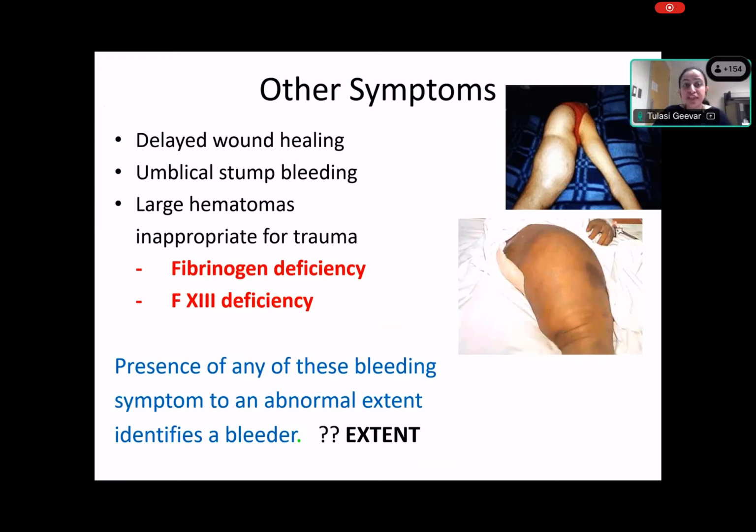That is delayed bleeding or delayed wound healing, umbilical stump bleeding. All these can be seen with fibrinogen deficiency and with factor 13 deficiency. Presence of any of these bleeding symptoms with abnormal extent identifies a bleeder.